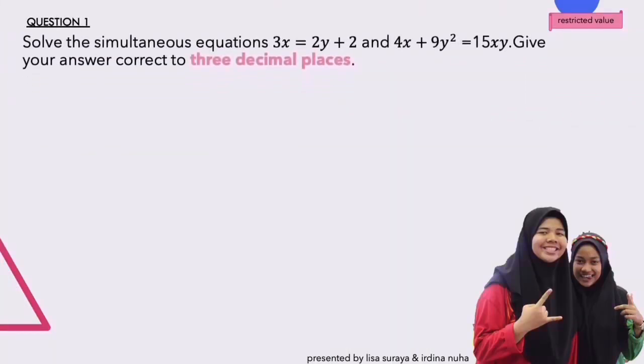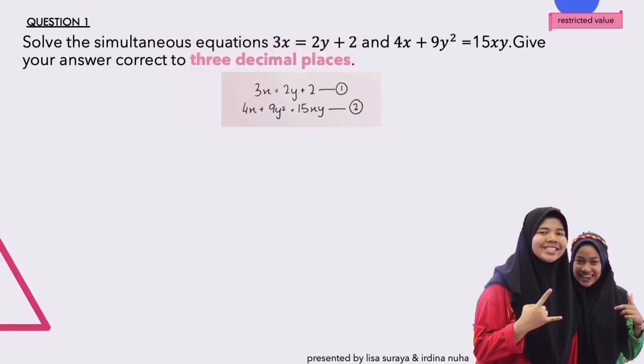Question 1. Solve the simultaneous equations 3x equals 2y plus 2 and 4x plus 9y squared equals 15xy. Give your answer correct to 3 decimal places. As you can see from the question, it states that the final answer should be in 3 decimal places, meaning that the final answers have restricted values.